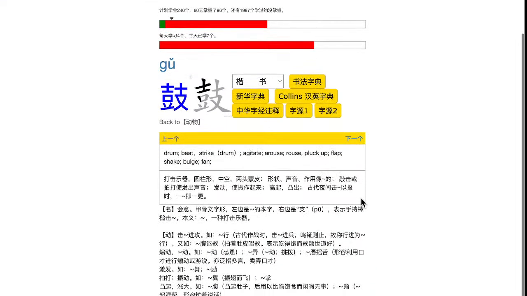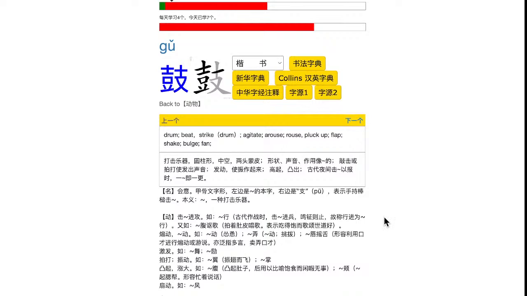鼓. First meaning is drum. Okay, it's the drum, and then used as a verb, that means you are beating or striking the drum. And then extended to mean agitate or arouse somebody, arouse somebody's emotions, energies, things like that. And then also means pluck up or flap, like a bird flapping its wings. And also means like a toad making the sound. We also call it 鼓.